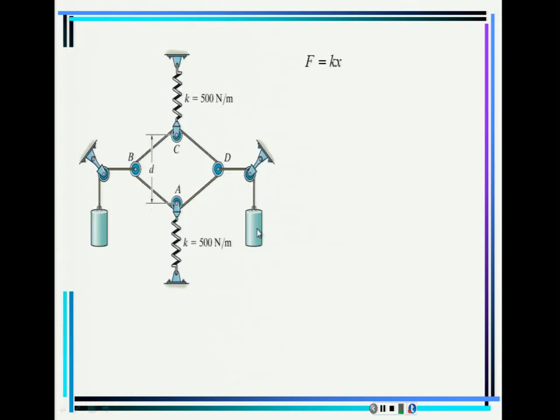Now let's go back and start from the beginning again. Let's start with what we know. We know that force is the stiffness constant times the elongation or the deformation of the spring, kx. I know the 500 stiffness constant, or the spring constant, multiplied by the elongation. How much is the elongation?